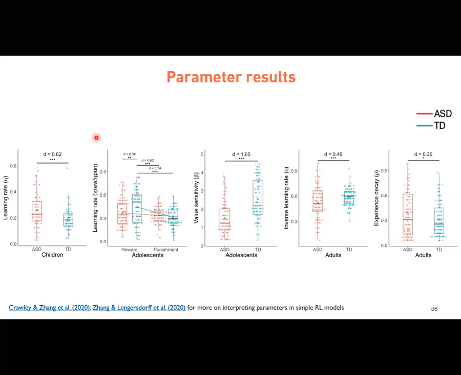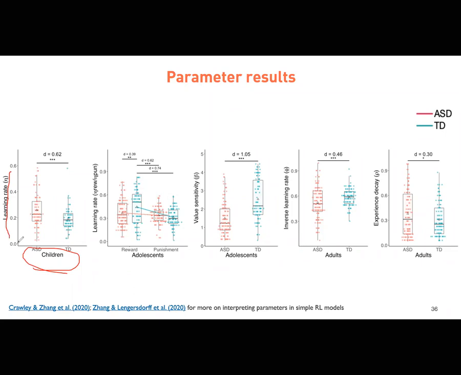The behavior difference lies in the difference in parameter estimation. So I could use one example to illustrate. Say within the children group, the winning model is the counterfactual update that updates both the chosen option and also the unchosen option. So what I show you here is the learning rates.